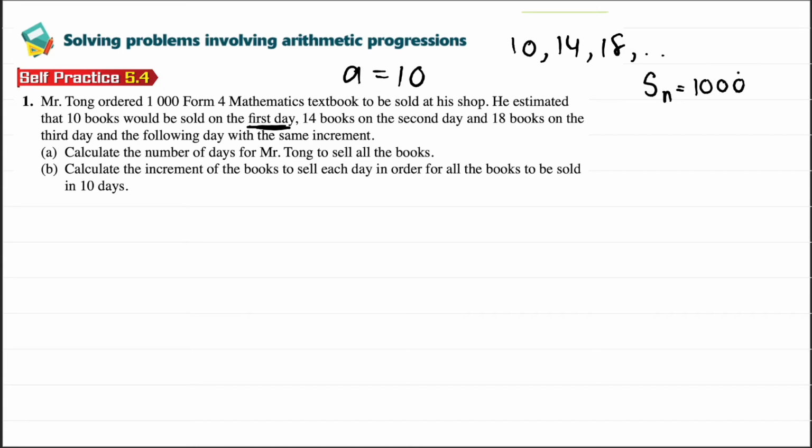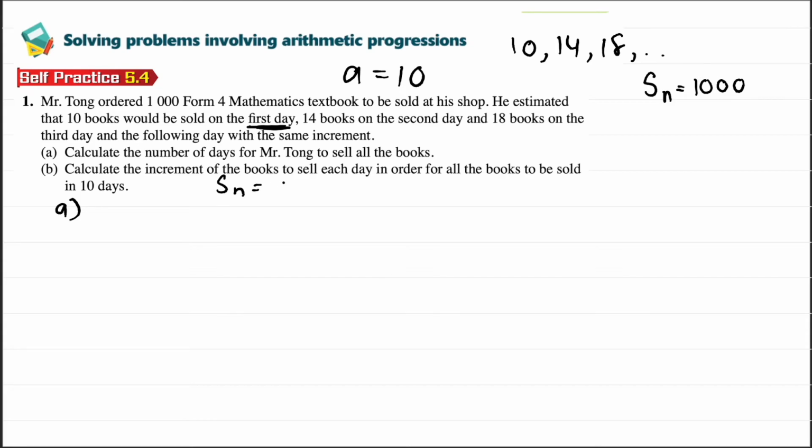1000. Okay. And calculate the number of days for Mr. Tong to sell all, maknanya kita nak cari dia punya n kat sini. Okay. So apa yang kita boleh pakai? Kita boleh pakai Sn kat situ. Alright. So formula Sn apa tadi?